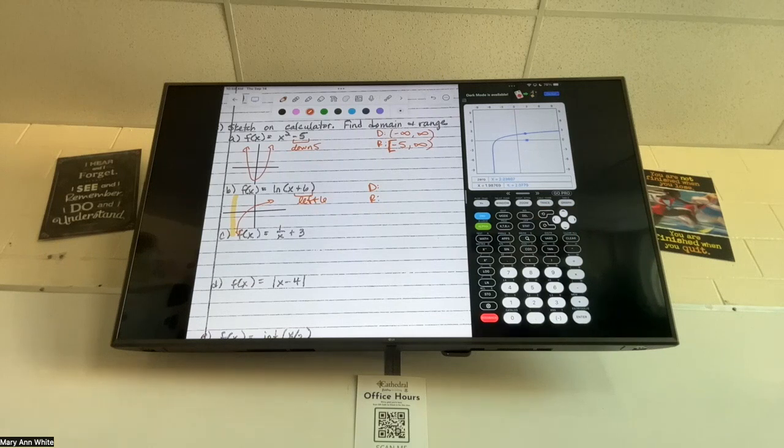What's my domain for this? What's my smallest x? -6. Do I bracket or parentheses that? Parentheses, very good, Ian. We use parentheses because there's no real point there. That's where my asymptote is. What about my range? Good, it's all real numbers, -infinity to +infinity. All numbers work as my range.